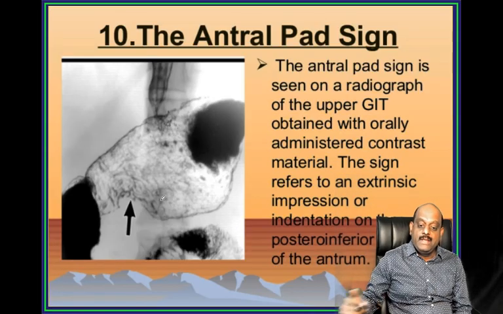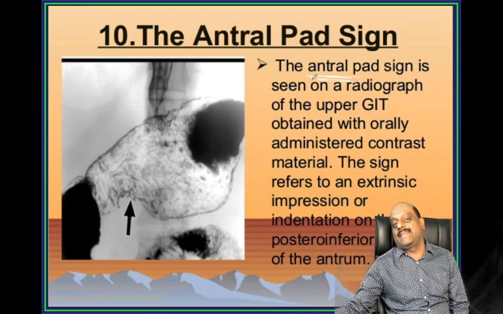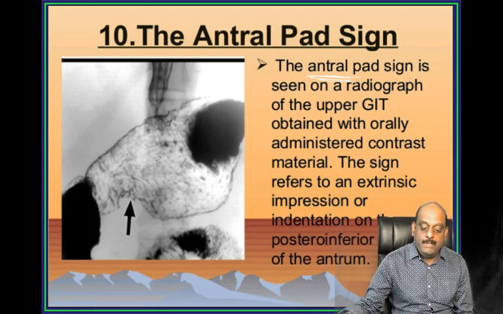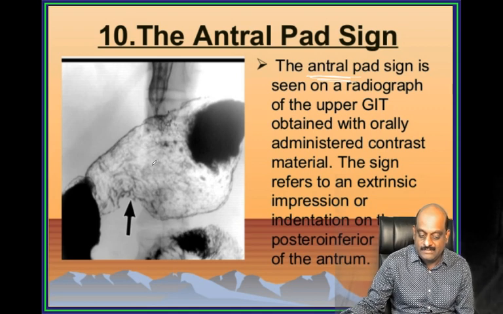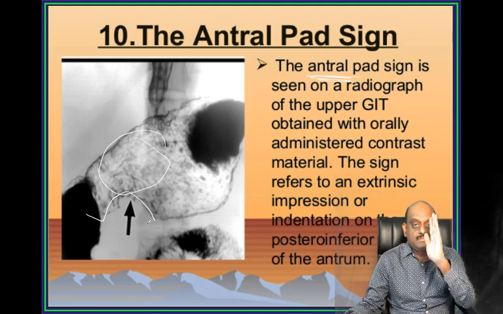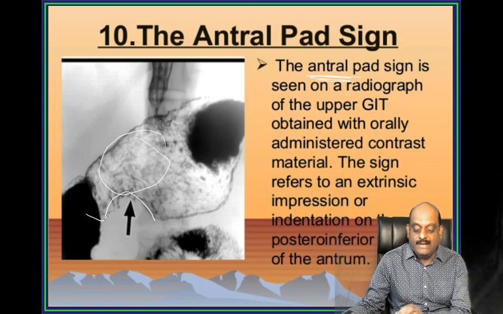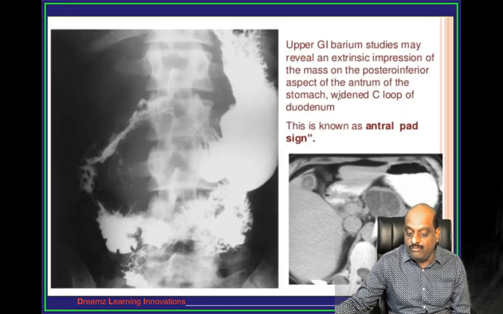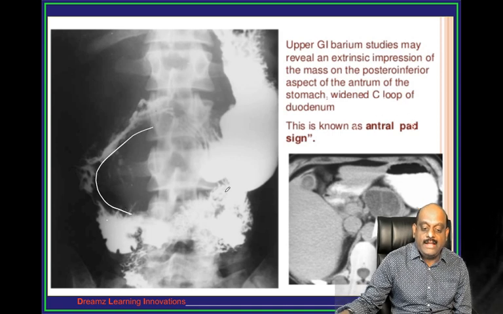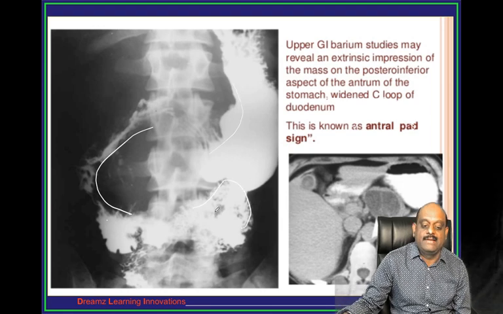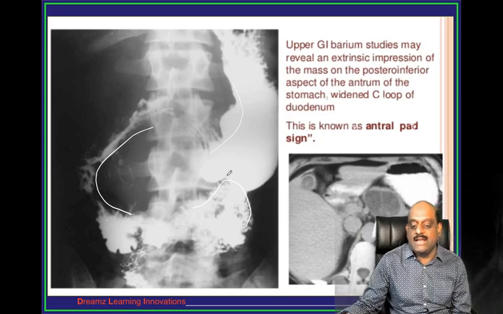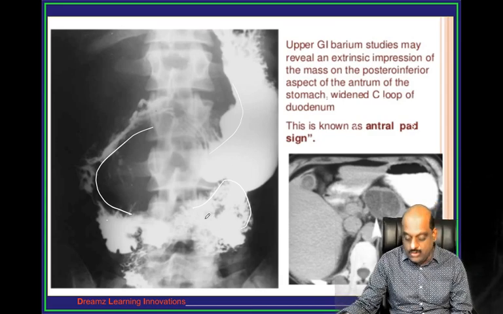Then one more important thing, the antral pad sign, is another feature in carcinoma of the pancreas. So typically what will happen, the stomach antrum becomes indented in its posterior inferior aspect. That is another important feature. So widening of the C-loop, antral pad sign. This is called widening of the C-loop, and the stomach typically is indented. So the antral pad sign and the widened C-loop are the classical features in carcinoma of the pancreas.